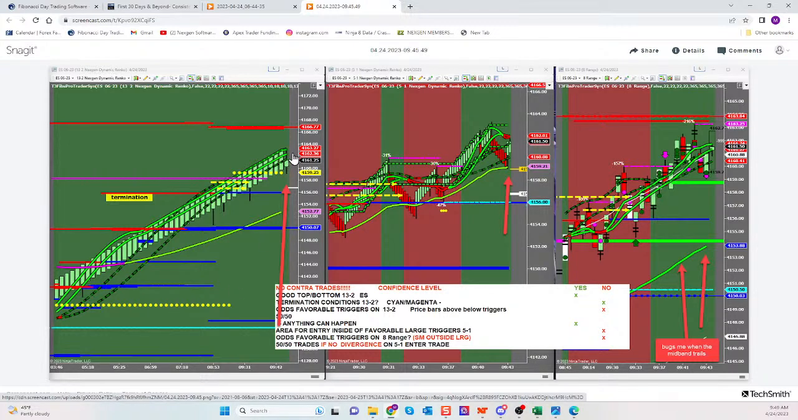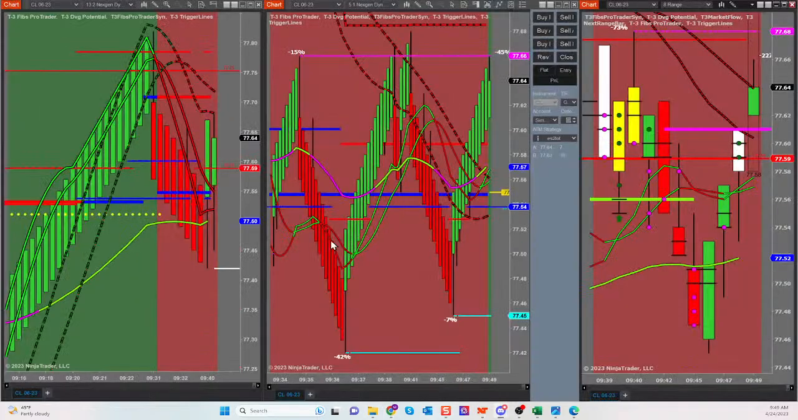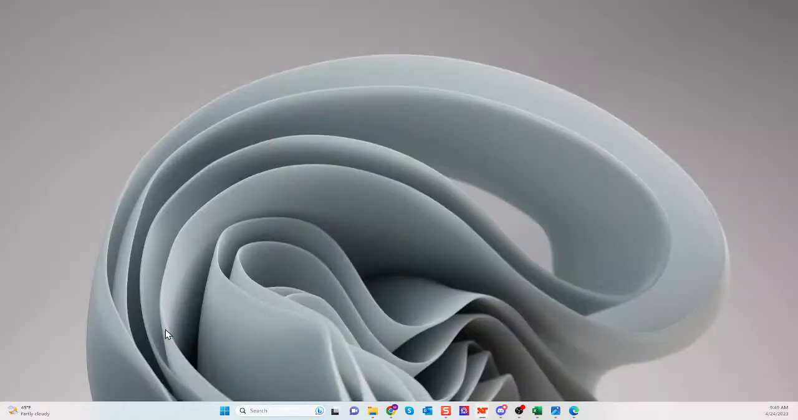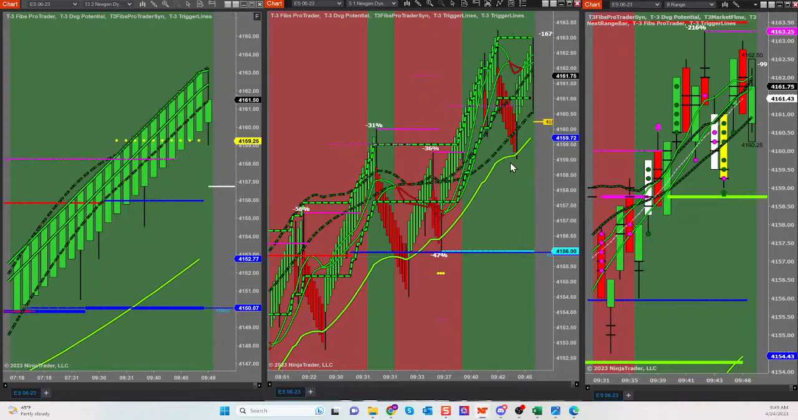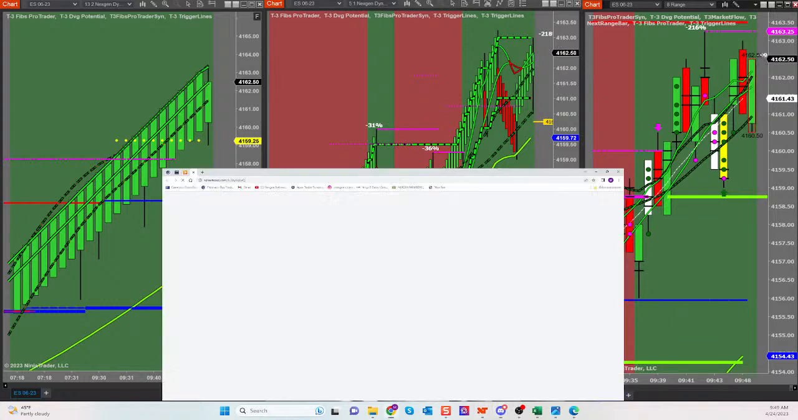Gary, market's trending, right? Clear path. Areas outside. You say it bugs you when the mid-band trails. All right. And what happened off of that? Other than you being a little bit bugged with the mid-band trailing. Pulled back. The 13.2 looked okay, HM. What was wrong with your 13.2?